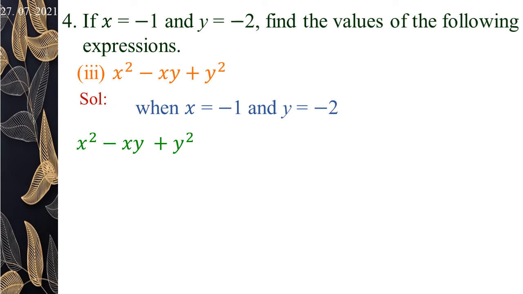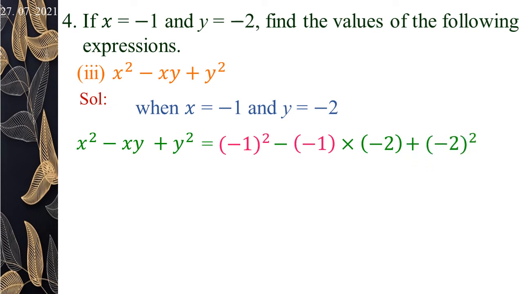Here x and y values are given. Now we have to substitute the x value and find the answer, which is x equal to minus 1. Now substitute the value: minus 1 whole square minus x value minus 1 into y value minus 2 plus y square, which means minus 2 whole square. We get minus 1 whole square minus minus 1 into minus 2 plus minus 2 whole square.